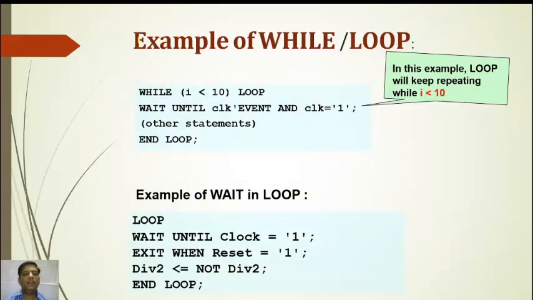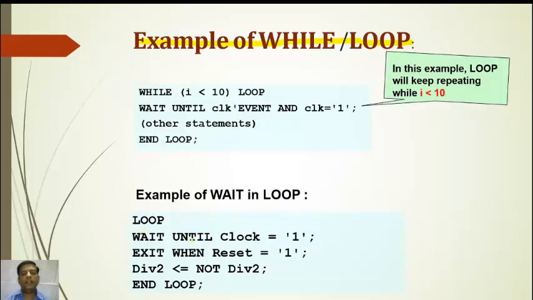Then another example, for the while loop. Example of while loop: while I is less than 10 loop, wait until clock'event and clock is equal to 1, other statements, and end loop. Here in this example, the loop will keep repeating while I is less than 10. Then an example of wait in loop.